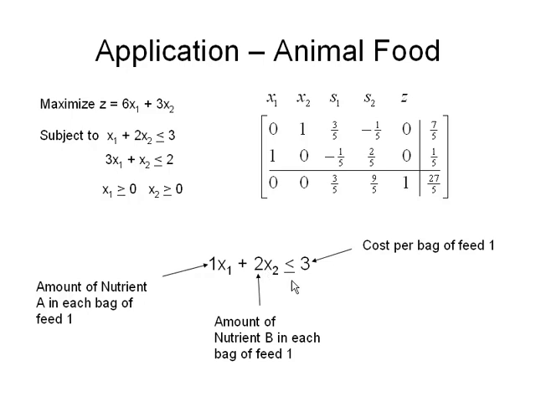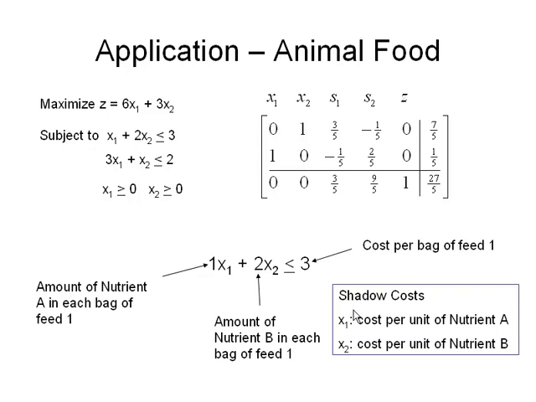And the same thing with the other term. So x1 must be the cost per unit of nutrient A, and x2 must be the cost per unit of nutrient B. Because if I take the amount of nutrient in each bag of feed 1 and multiply it times the cost per unit of that nutrient, the units give me the cost per bag of feed 1. These are called the shadow costs.